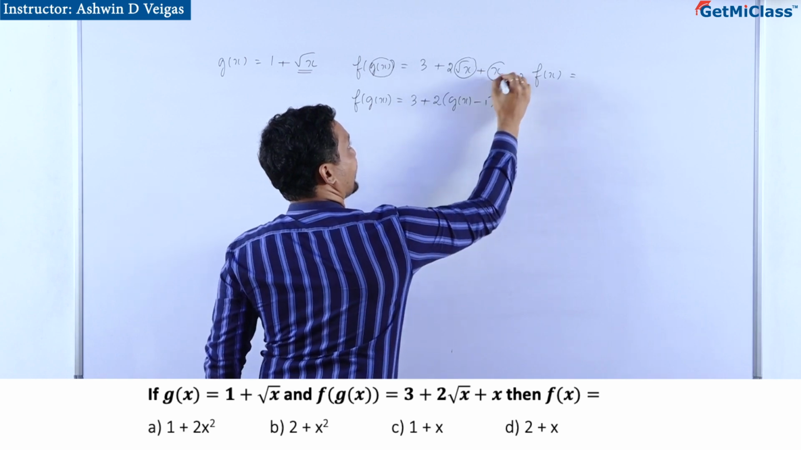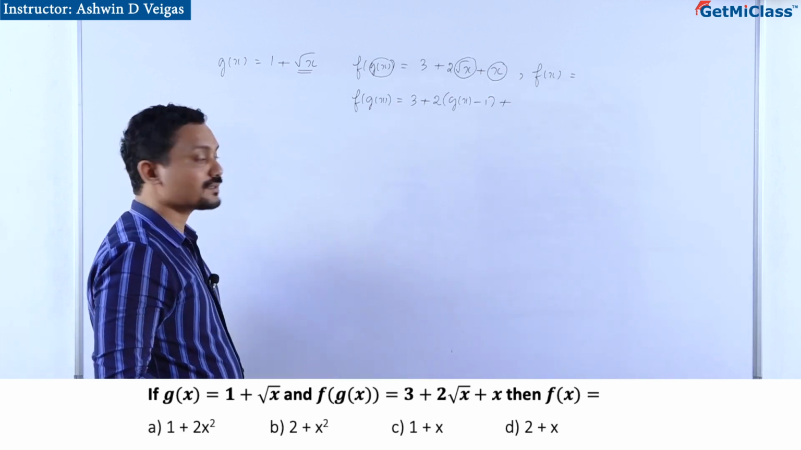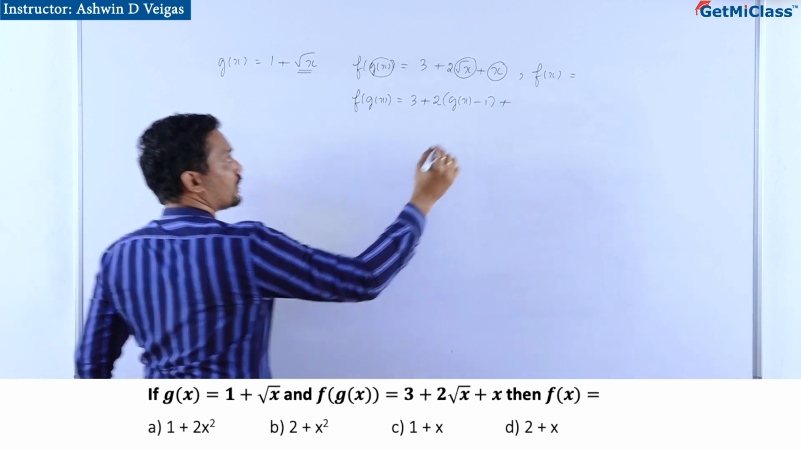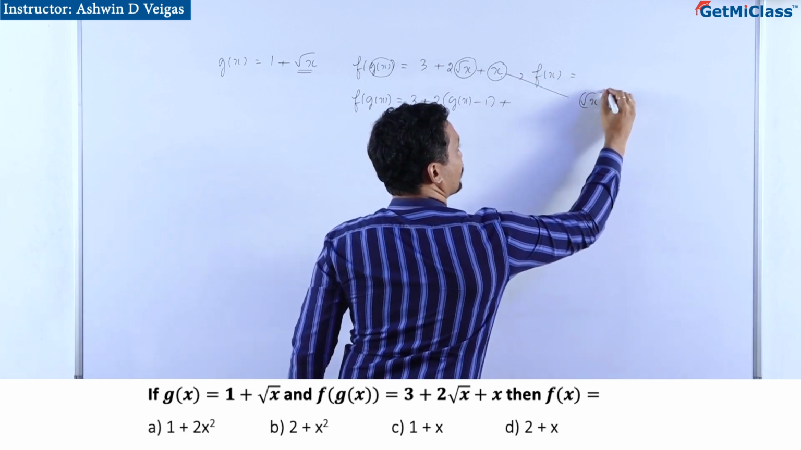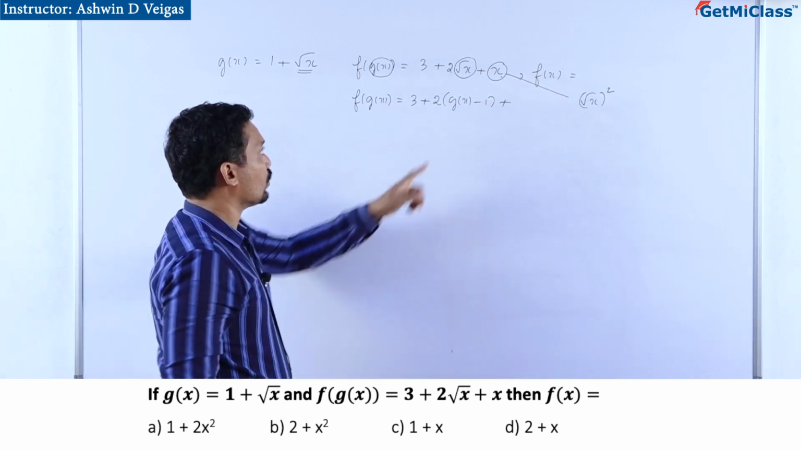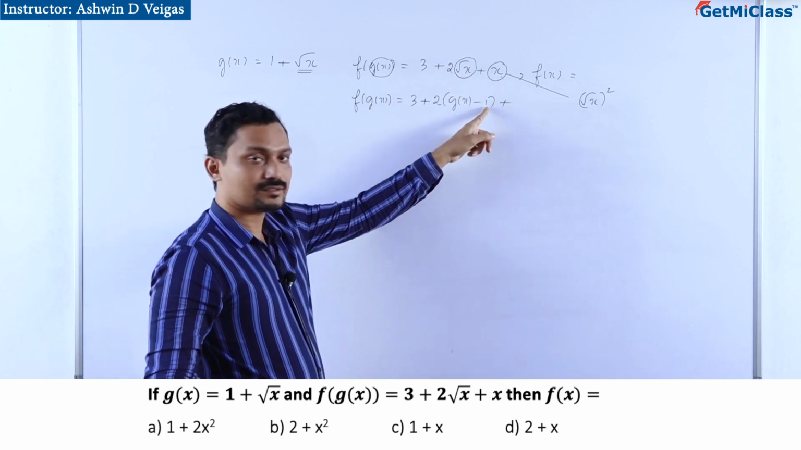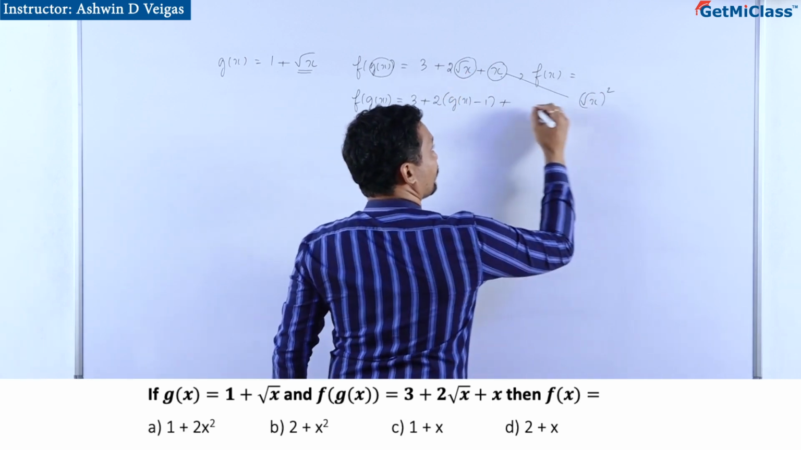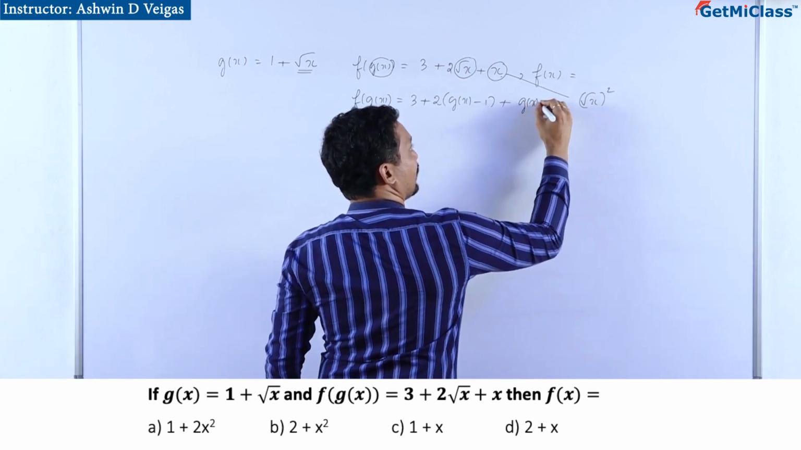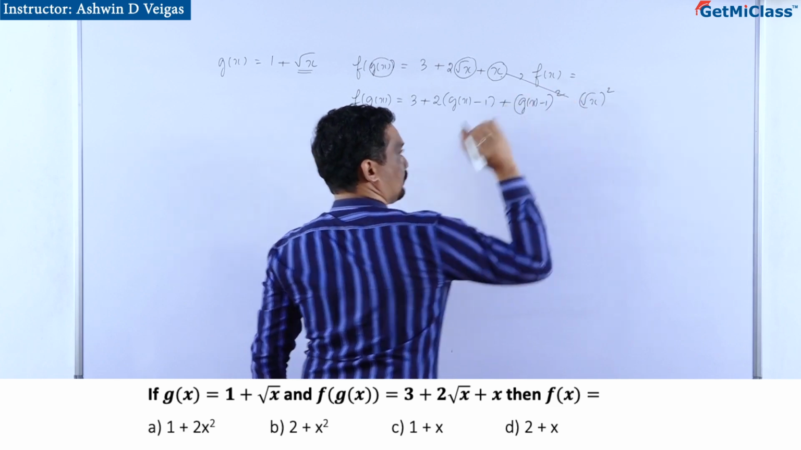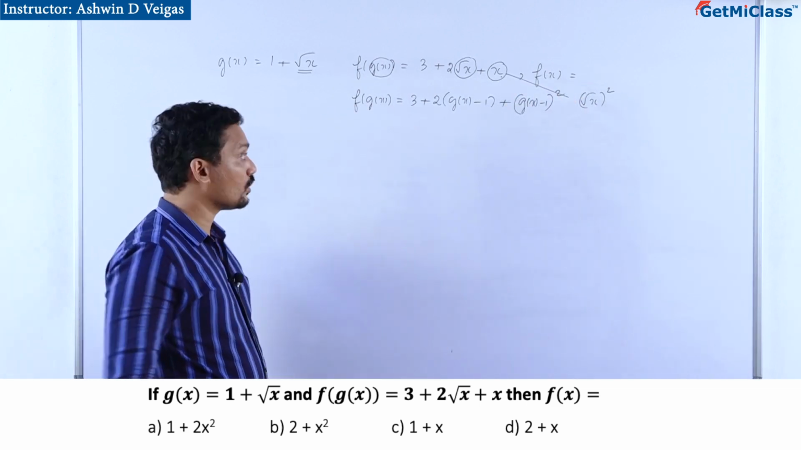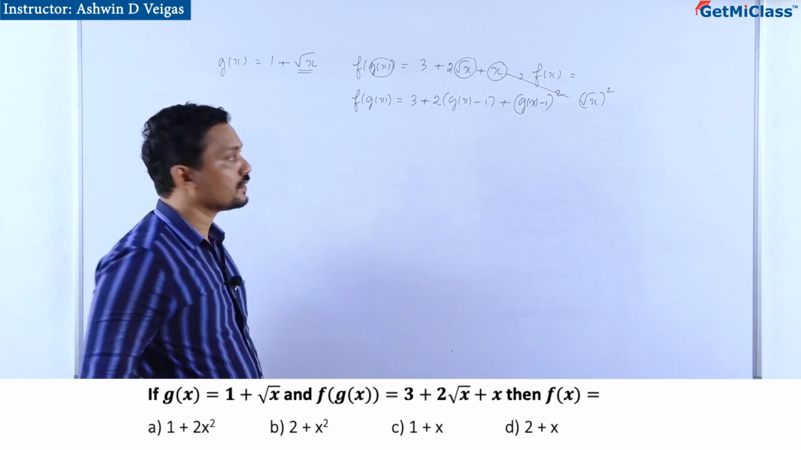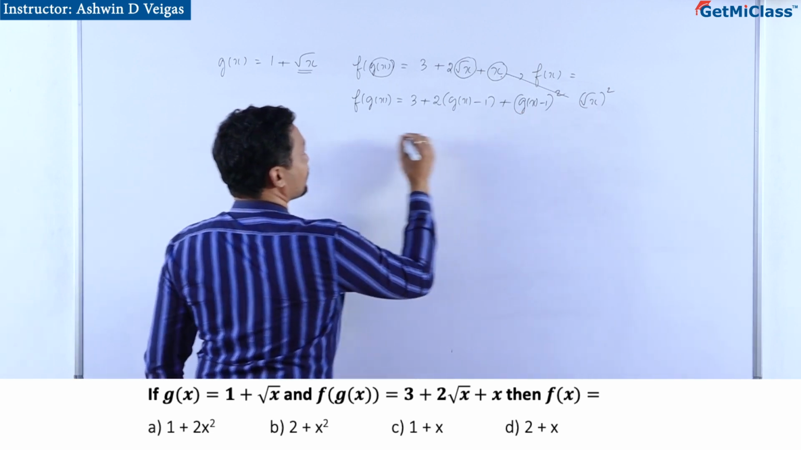Plus, now this x, actually x is nothing but root x square. So, this x can be written as root x square. Now, root x is g of x minus 1. So, root x square will be g of x minus 1 square. Now, you can see that this whole has got converted into g of x. So, now we will simplify this as much as possible.